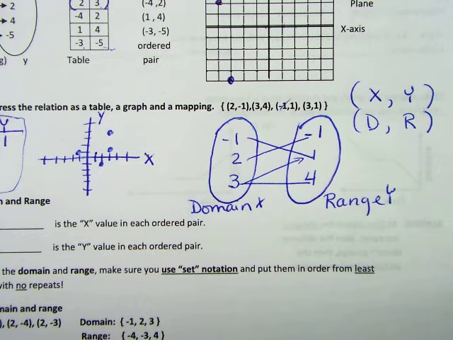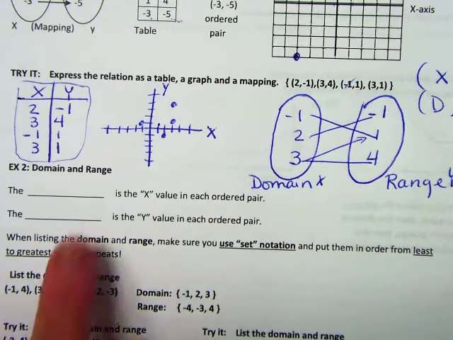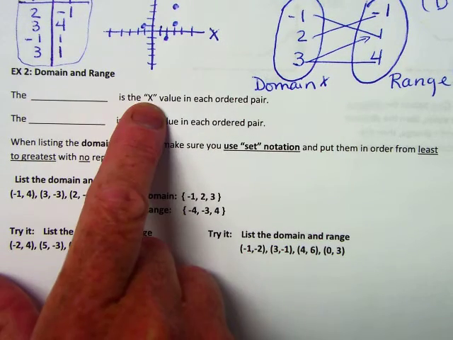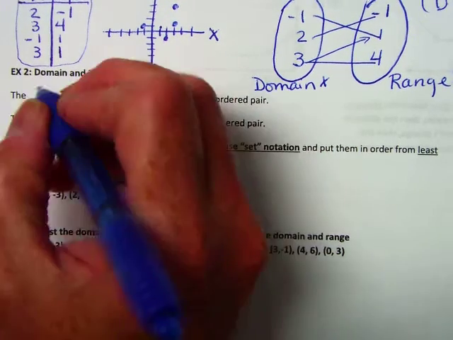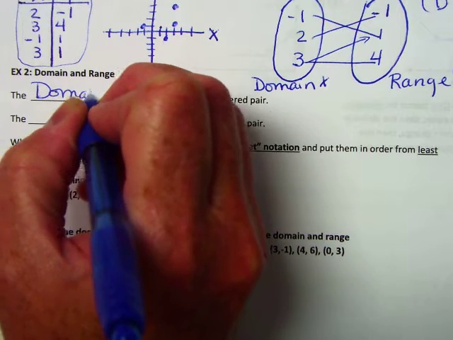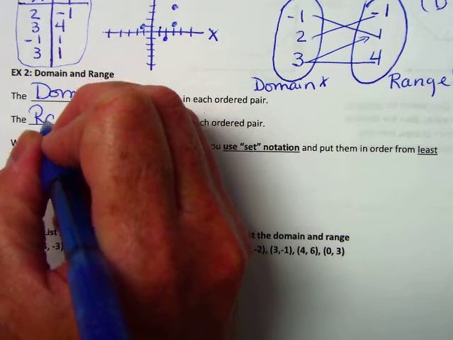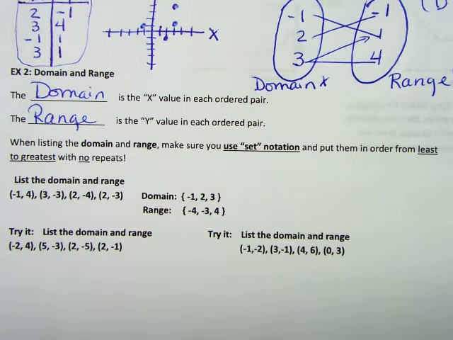Any questions? All right. Fairly easy, just time consuming. I mean, it really isn't horrible, okay? And this is a little bit of review that we just did. The blank is the X value: domain. Domain. And the range is the Y value. Okay?